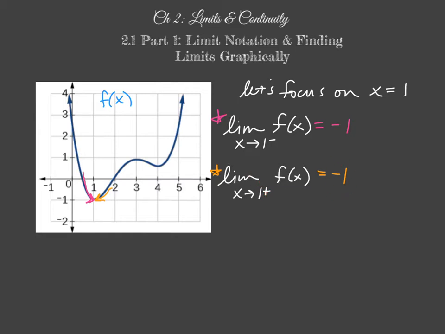It's negative 1. Because our left and right-sided limits are the same value, we can come to the conclusion, this means therefore or thus, that the overall limit as x approaches 1 of f of x is negative 1. We're not talking about what's happening exactly when x is 1. We're talking about the limit, what we're approaching as x is 1. And from the left, our y values approach negative 1, and from the right, our y values approach negative 1. Therefore, the overall limit as we approach 1 from both sides is negative 1.